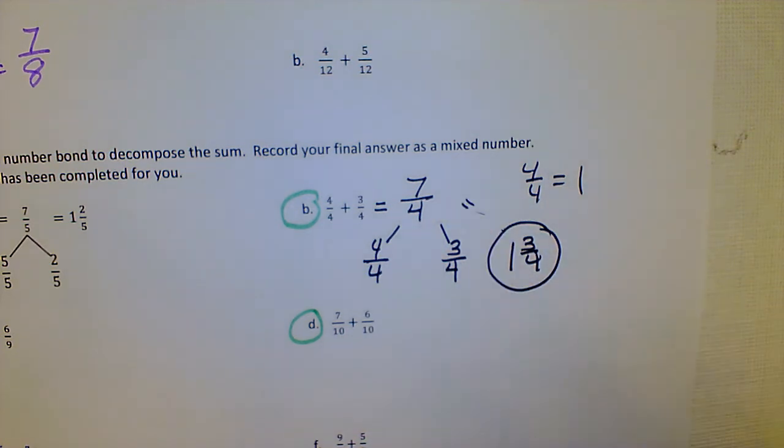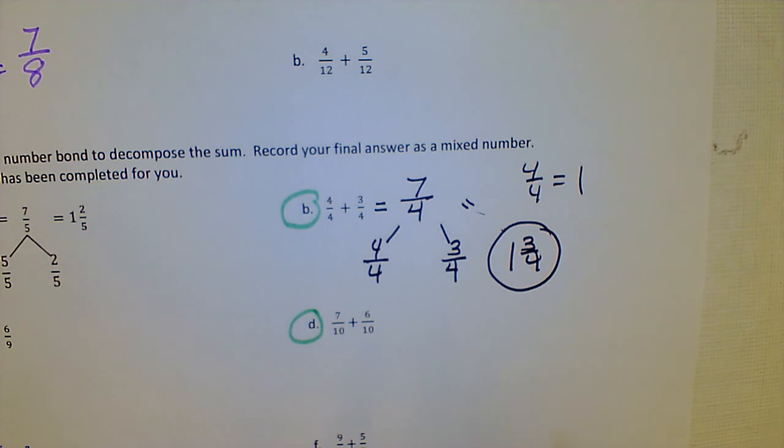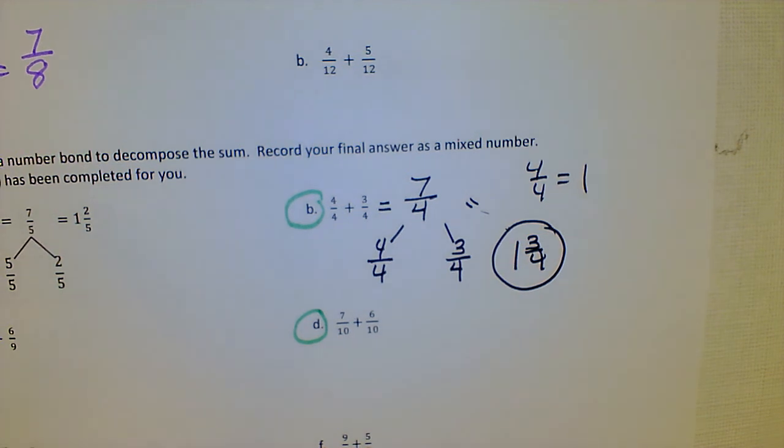But these are equal to each other. Do a little equal sign. So 7/4 is the same thing as 1 and 3/4. All right. So let's take a look at another one.